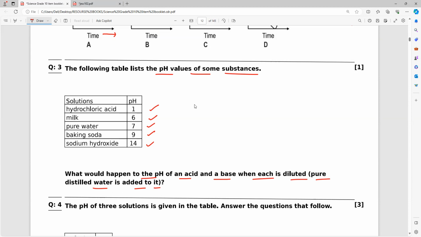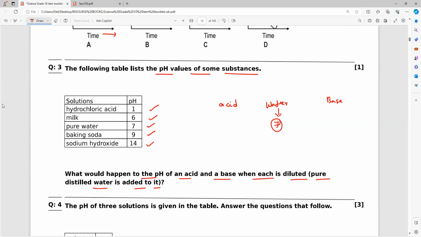So what will happen? Pure distilled water. Everybody, what is distilled water? What is the pH value of water? Pure distilled water pH value is 7. So acids will be less than 7, and bases will be more than 7. So now what will happen? They are asking, so what will happen, everyone?